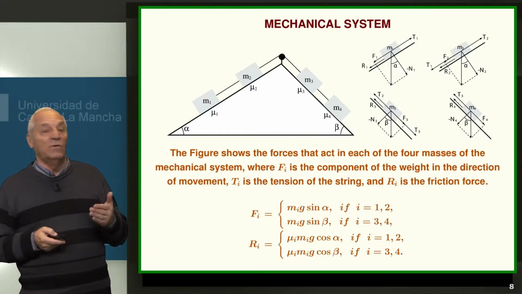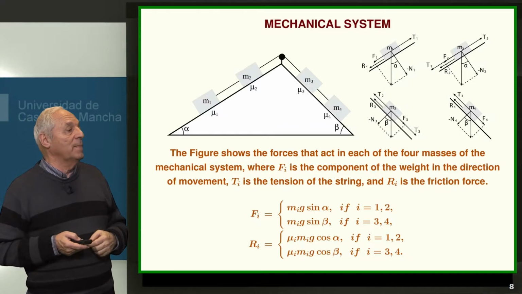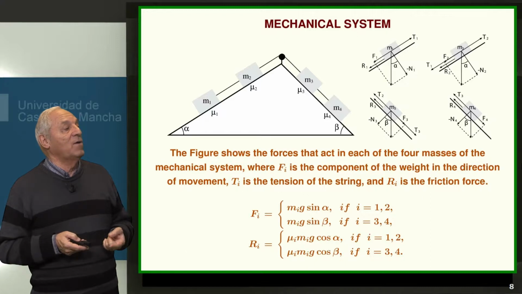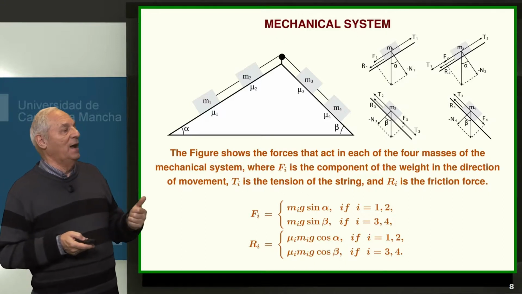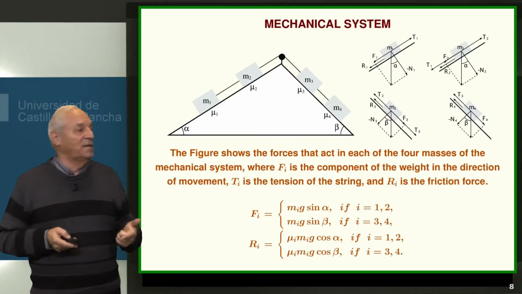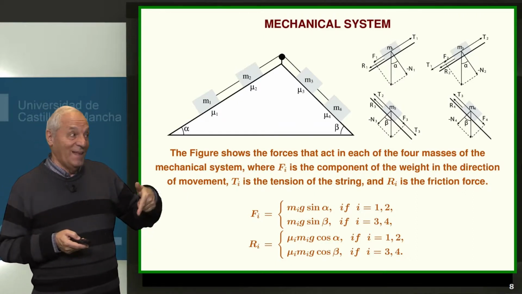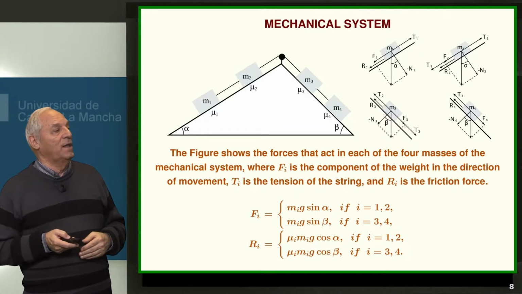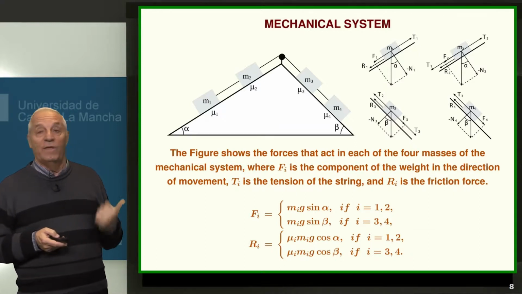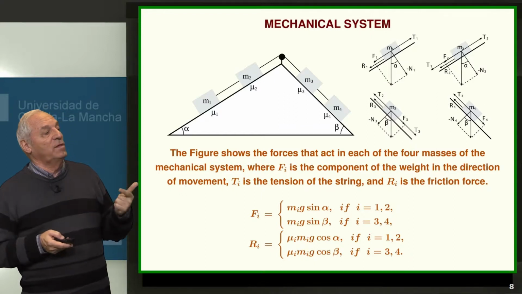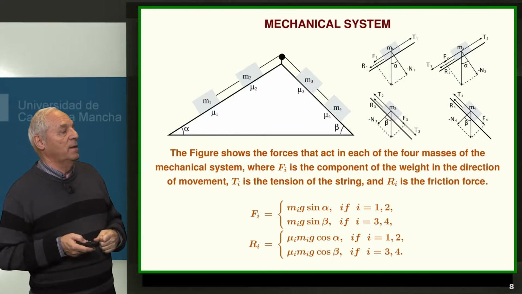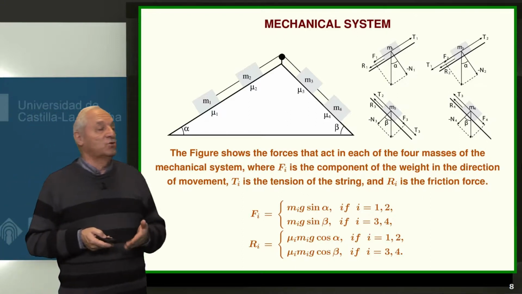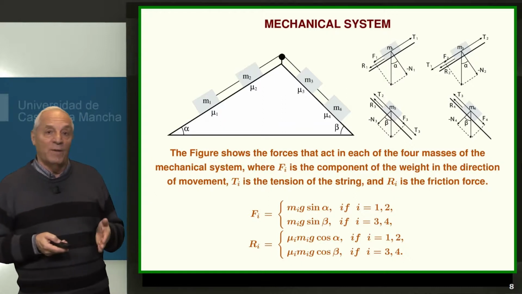So, in the schemes up there on the right, you have the four masses, with all the forces to which they are subjected. For example, the mass m1 is subject to force T1, which is the only rope that pulls it. F1 is the weight component parallel to the inclined plane, and N1 is the component orthogonal to the inclined plane. Therefore, the friction force will be the coefficient of friction times the value of that perpendicular force.